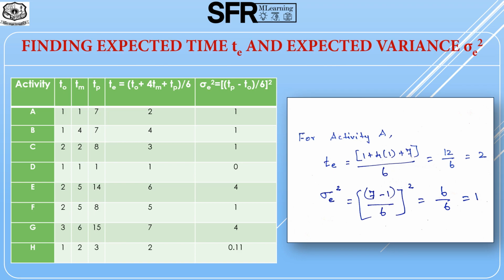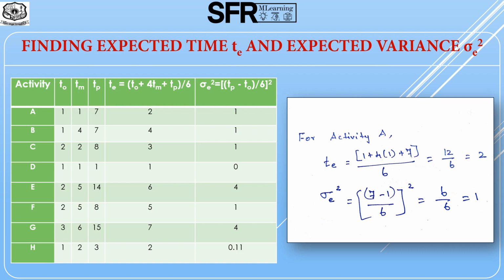Next, we find the expected time TE and the expected variance sigma E squared for each activity. For each activity, the optimistic time TO, most likely time TM and pessimistic time TP are given in the problem. The formula for expected time TE is TE equal to (TO plus 4TM plus TP) divided by 6. And the expected variance sigma E squared is equal to ((TP minus TO) divided by 6) the whole squared.